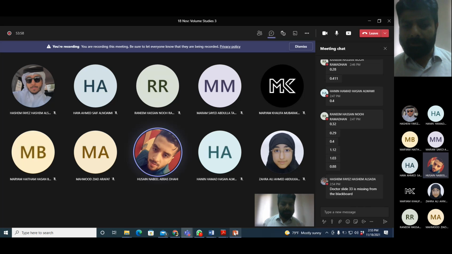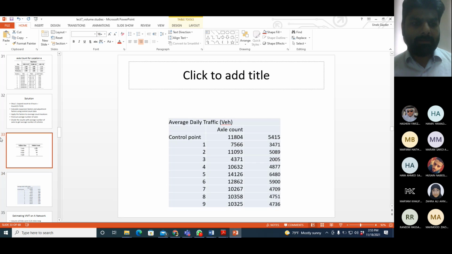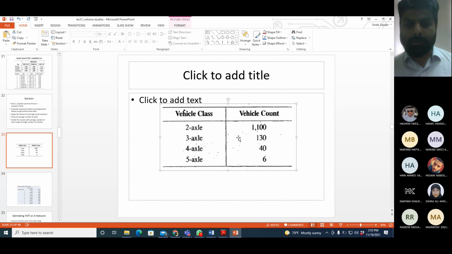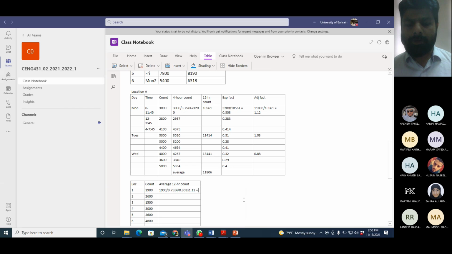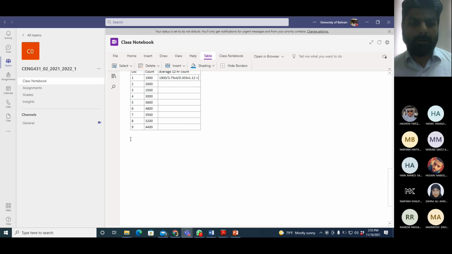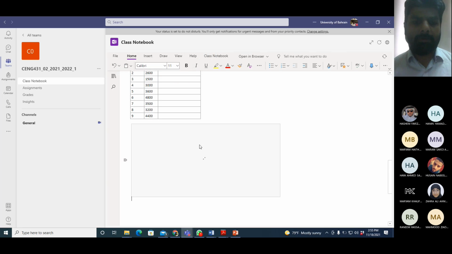This table is missing. This is what I was adding earlier. I will put it in the notebook, or you can take a screenshot later on from the video as well. This is the table which is missing.